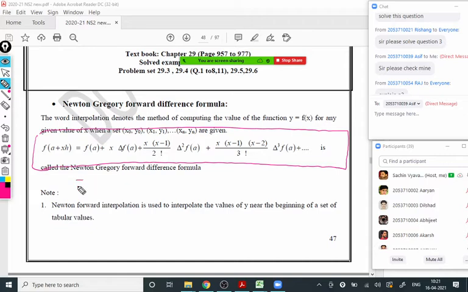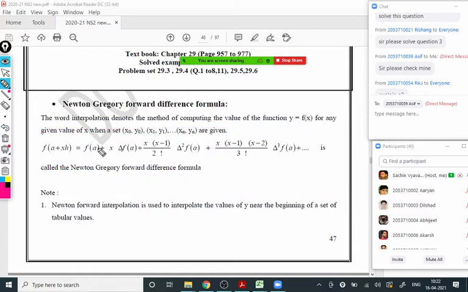Actually, this is a similar formula. If you go with this one, x f of a plus x f dash a, plus x square upon 2 factorial f double dash a, and so on. That is probably the Maclaurin series or the Taylor series, but it is not that. Now here there is a difference.